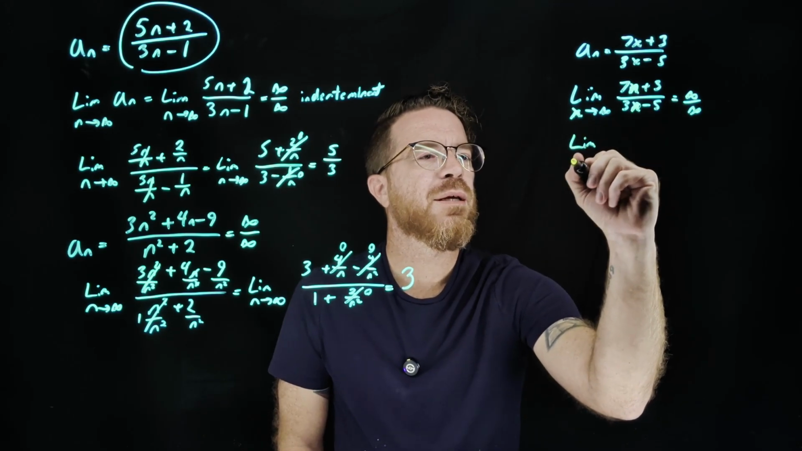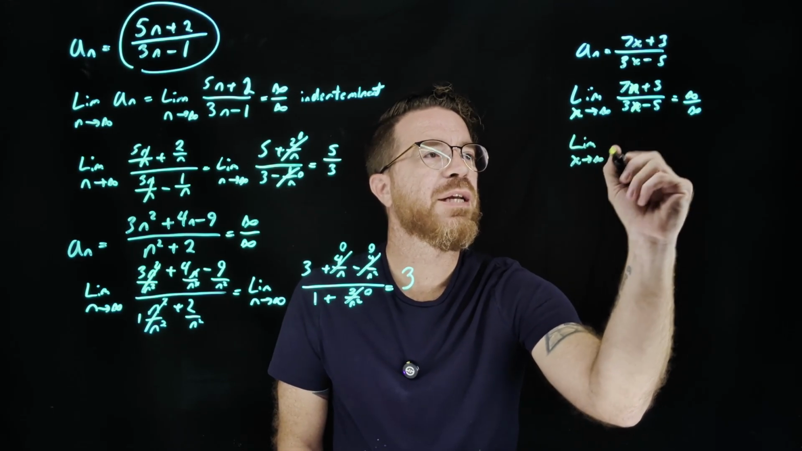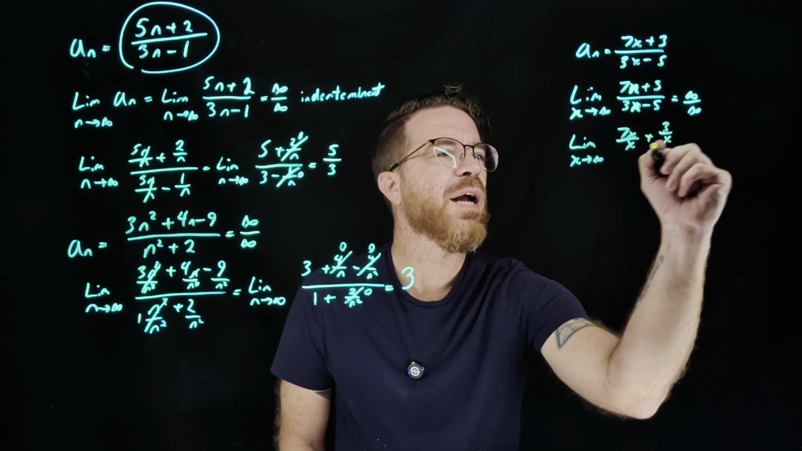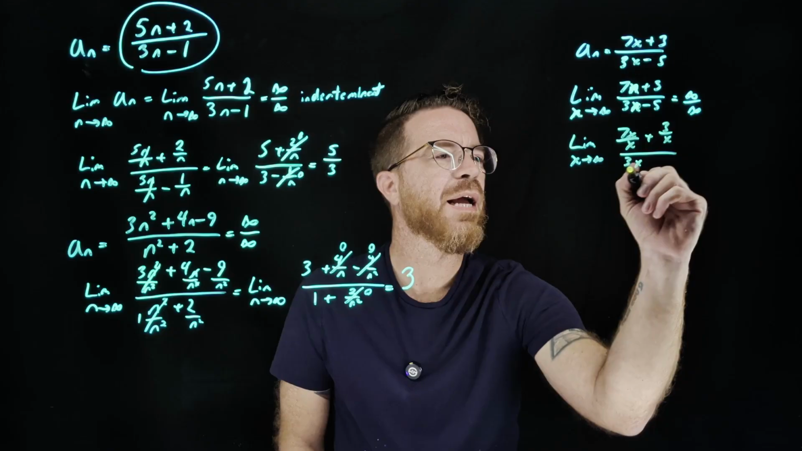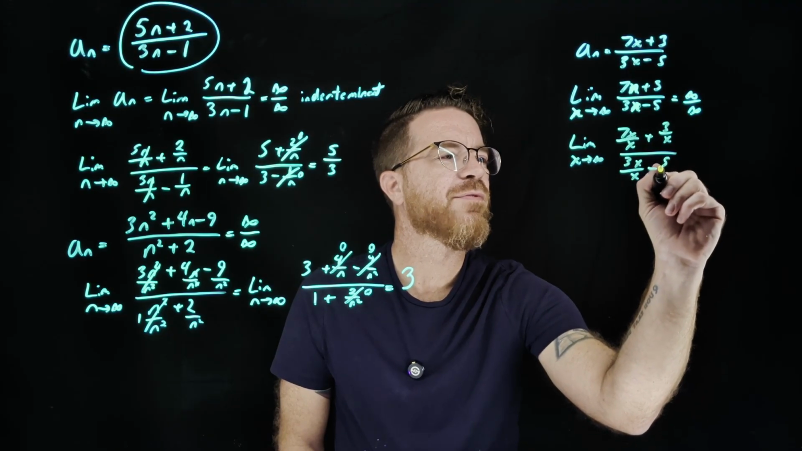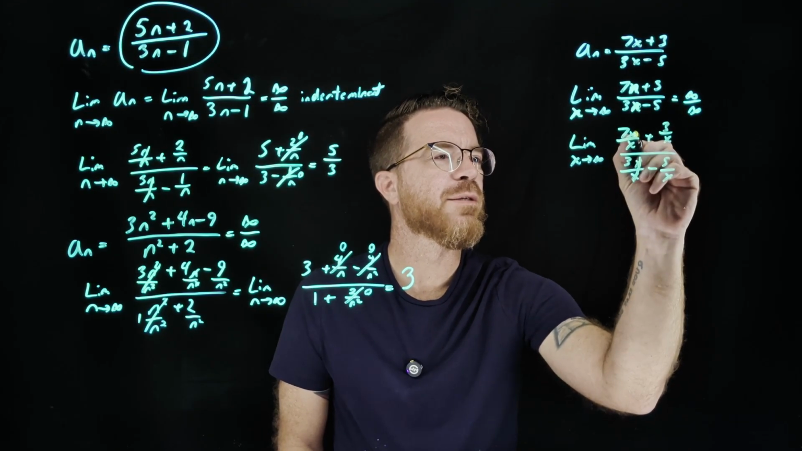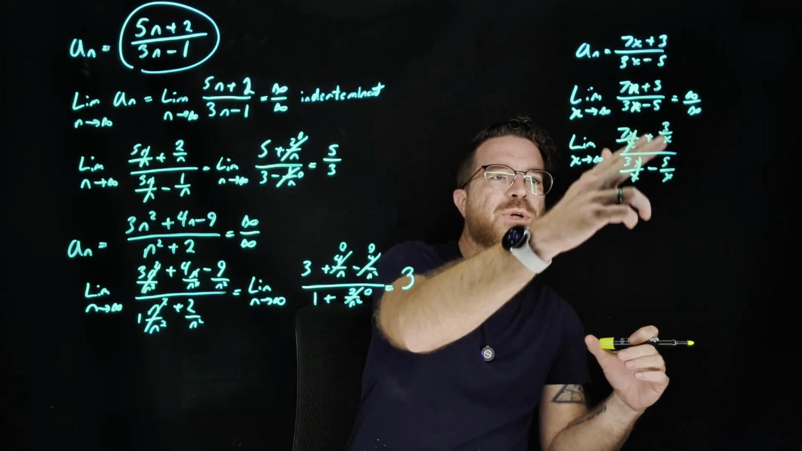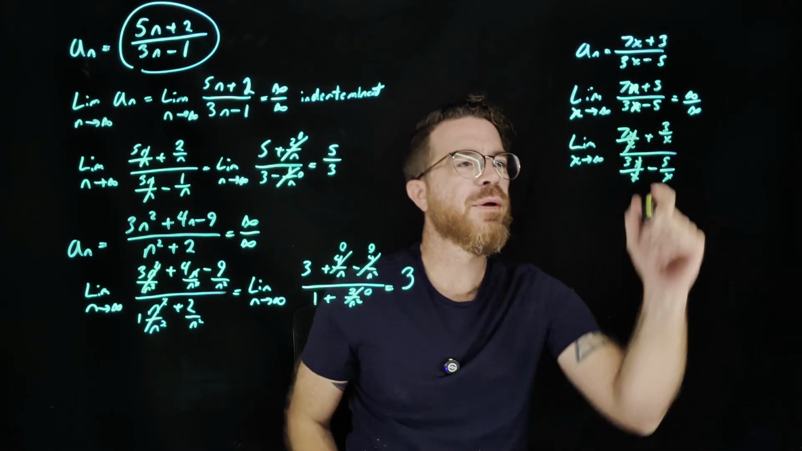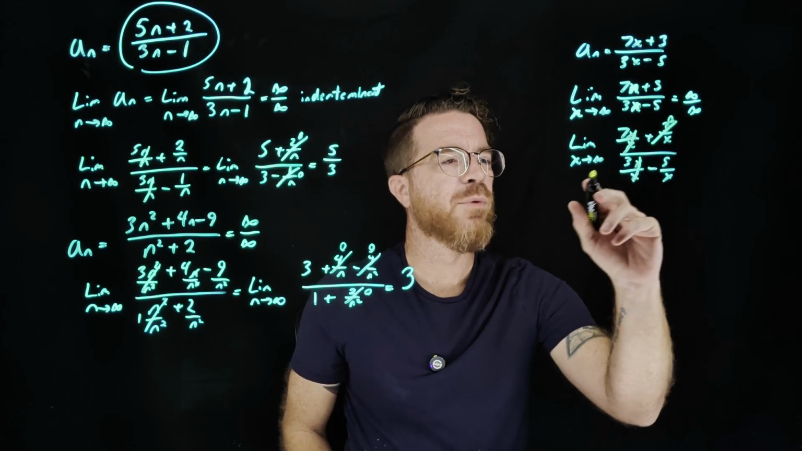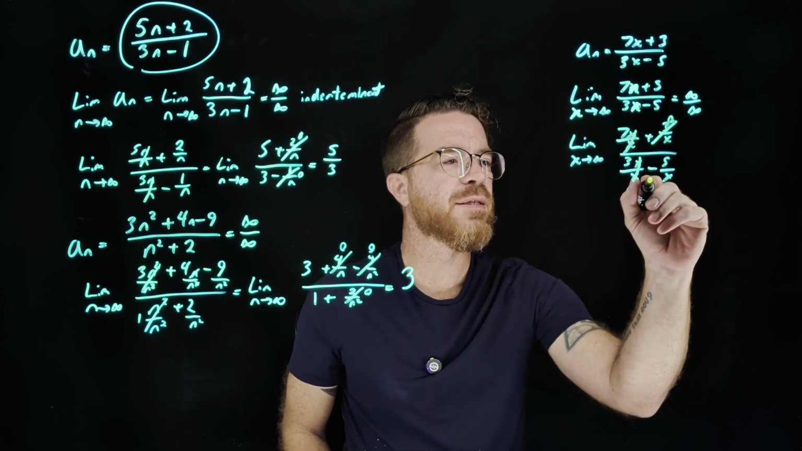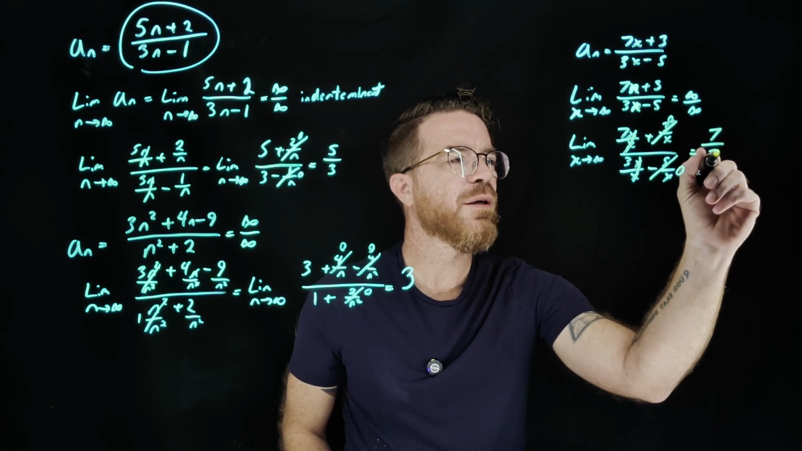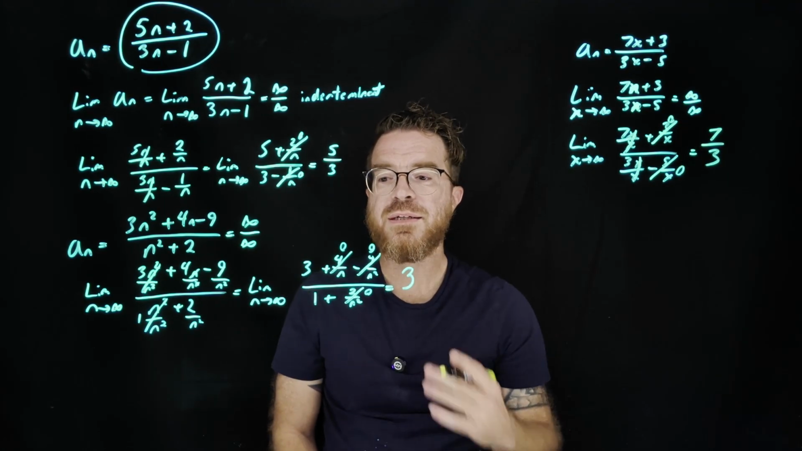Well, this is going to be the limit as x approaches infinity of 7x over x plus 3 over x, divided by 3x over x minus 5 over x. These x's will cancel. So now once we evaluate our limit, we have 7 plus 3 over x, this is going to go to 0. We have 3 minus 5 over x, this is also going to go to 0. And this will leave us with 7 thirds. So this converges to 7 thirds.